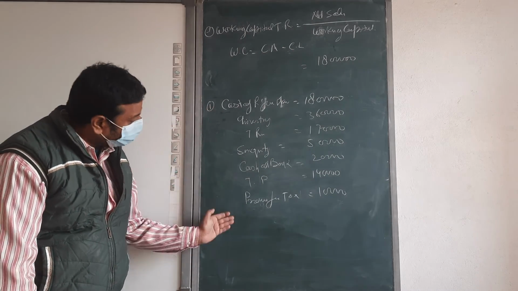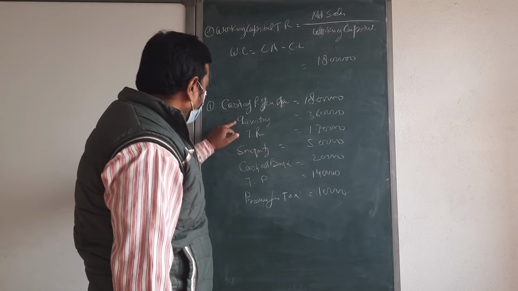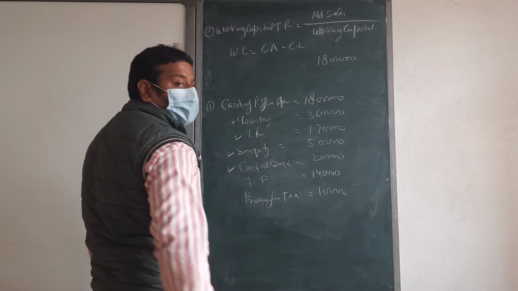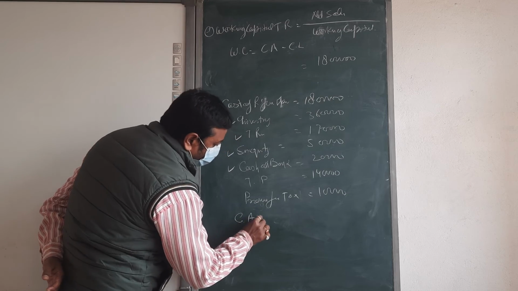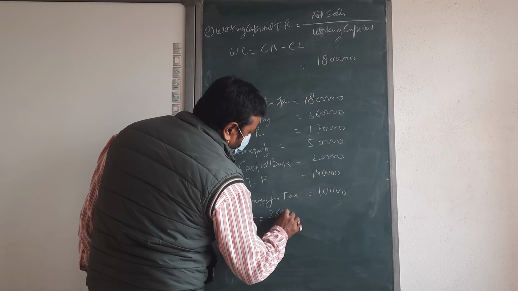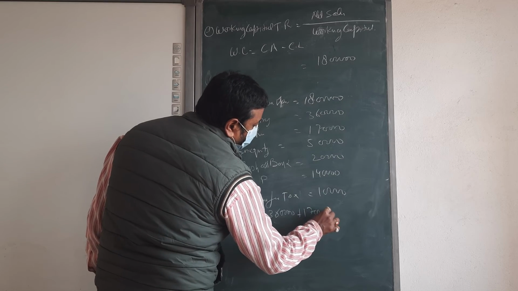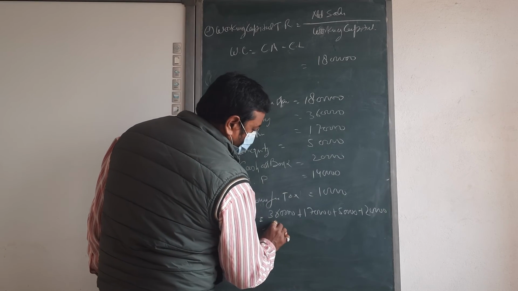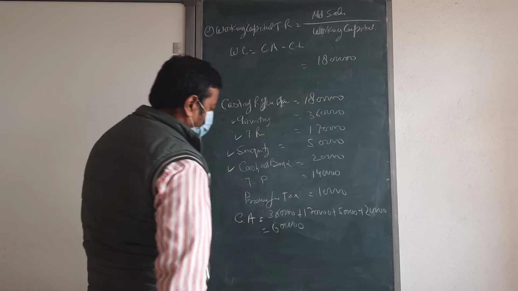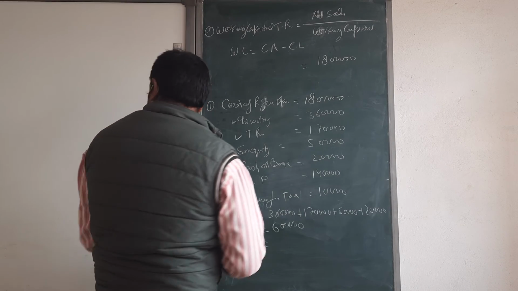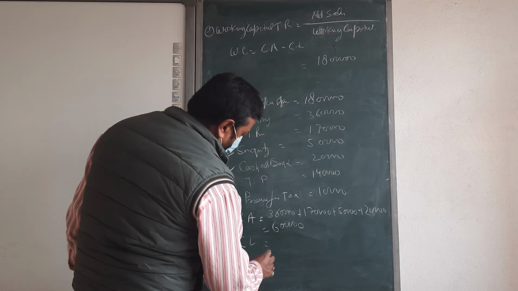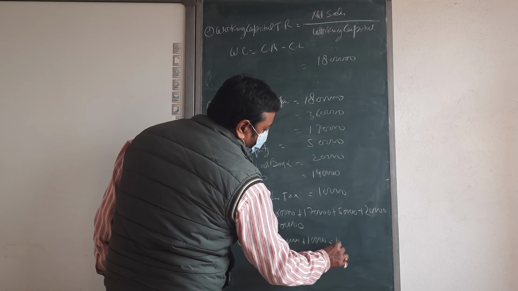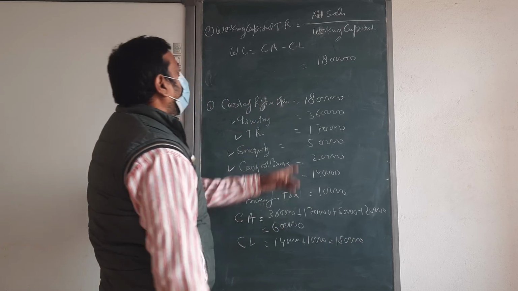Now we are going to calculate the current assets and current liability. Which things come in current assets? Inventory, trade receivable, marketable securities and cash at bank. Then current assets is equal to 3 lakh 60,000 plus 1 lakh 70,000 plus 50,000 plus 20,000. What amount is coming? 6 lakh. Now current assets is 6 lakh. And current liability is 1 lakh 40,000 plus 10,000, which means 1 lakh 50,000. Okay?